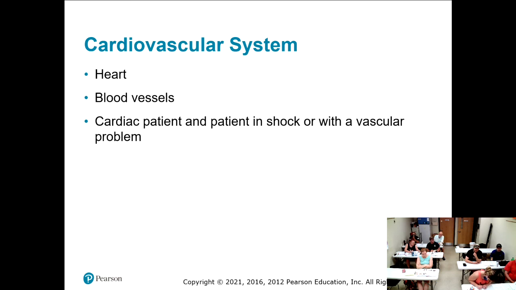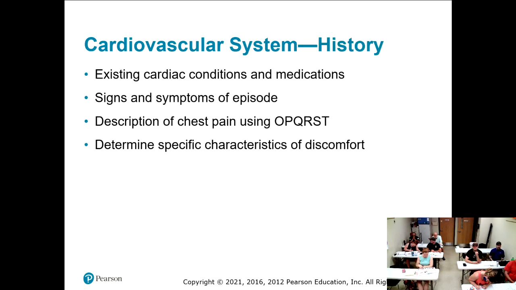So, alright, so cardiovascular system: heart, blood vessels, and cardiac patient and patient in shock or with a vascular problem.